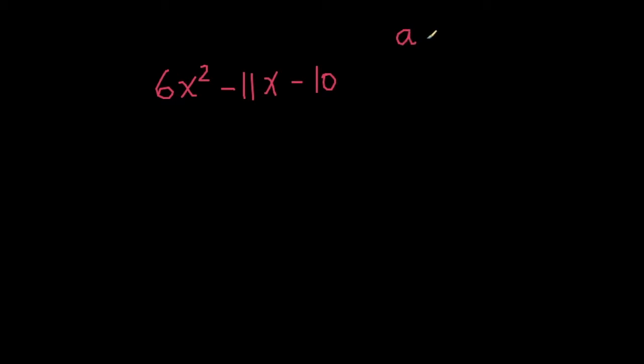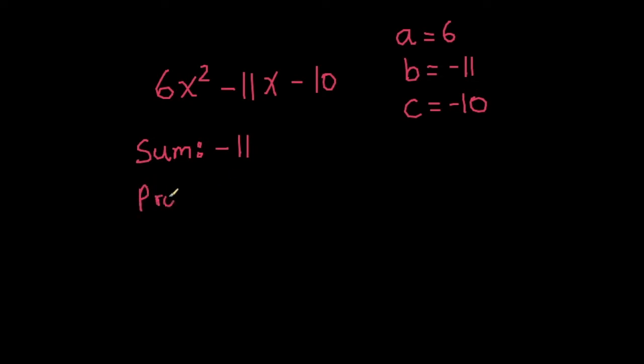All right, so let's list out what a, b, and c are here. So a is equal to 6, b is equal to negative 11, and c is equal to negative 10. Okay, so we're looking for two numbers that add up to b, which is negative 11, and multiply to a times c, which is 6 times negative 10, which is equal to negative 60. All right, so two numbers that add up to negative 11 and multiply to negative 60.